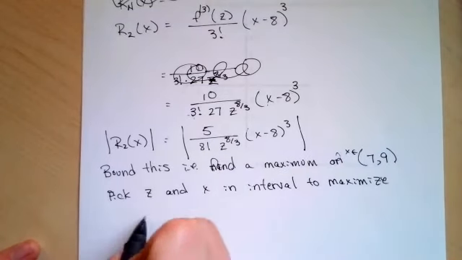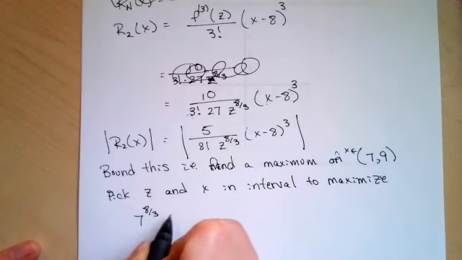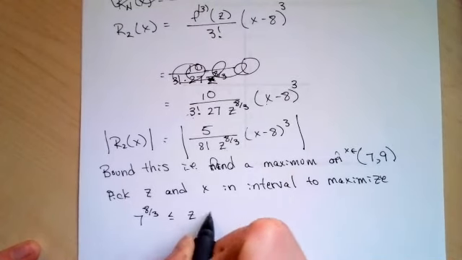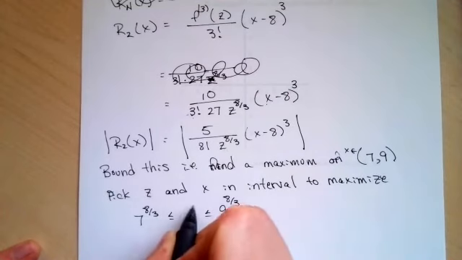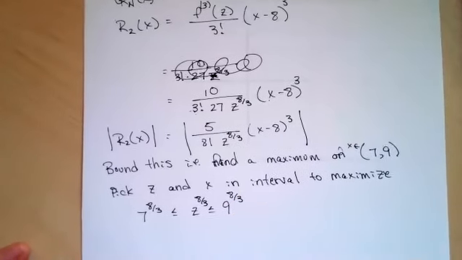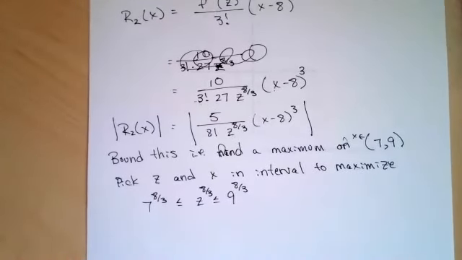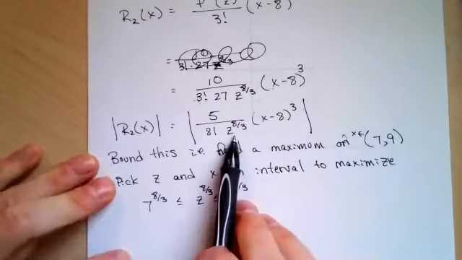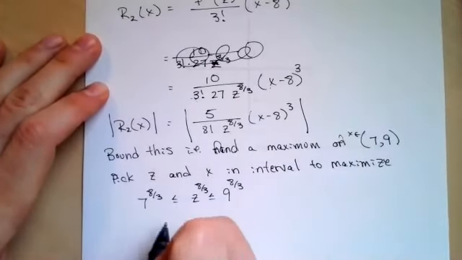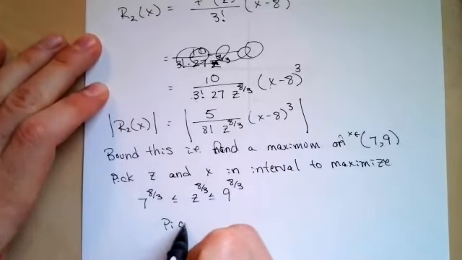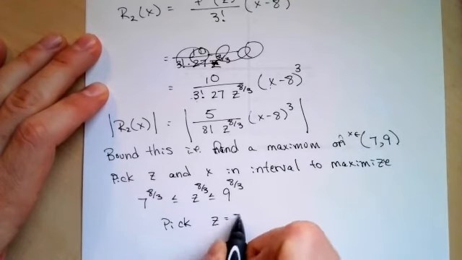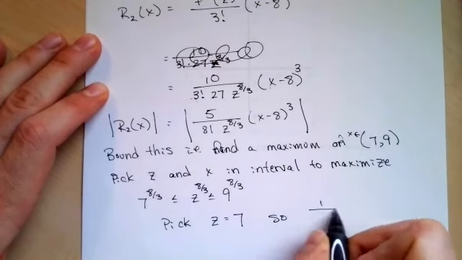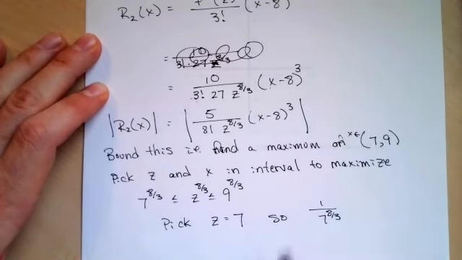We note that, of course, 7 to the 8/3 is going to be less than or equal to z to the 8/3, which is less than or equal to 9 to the 8/3. So that's our expression for z in the denominator. And as z increases, the entire denominator is going to increase, meaning that if we want to maximize the expression, we actually pick z equal to 7. So 1 over 7 to the 8/3 is going to be maximized.